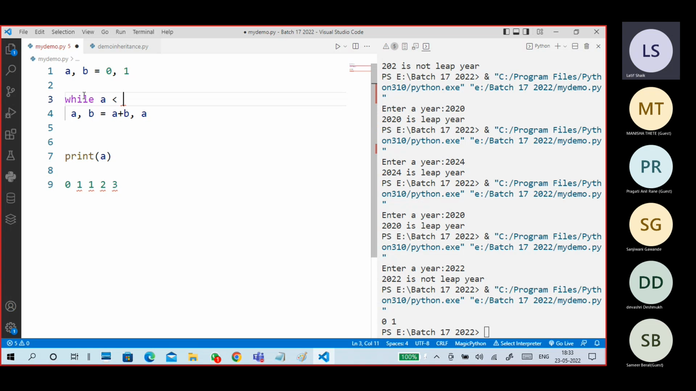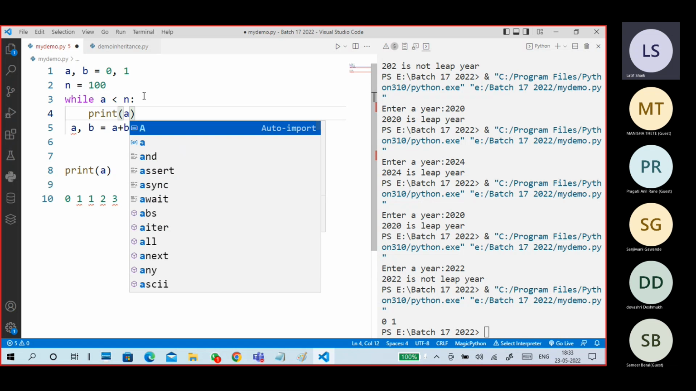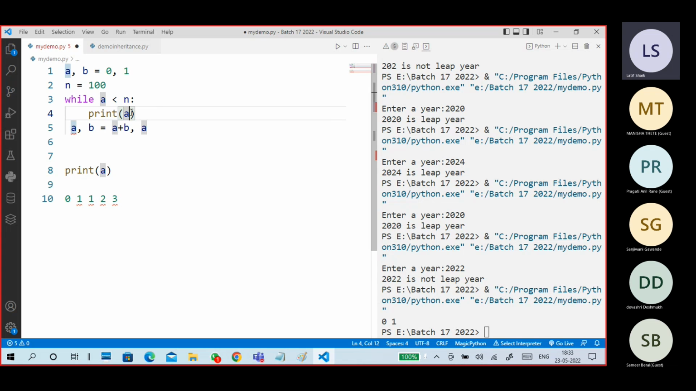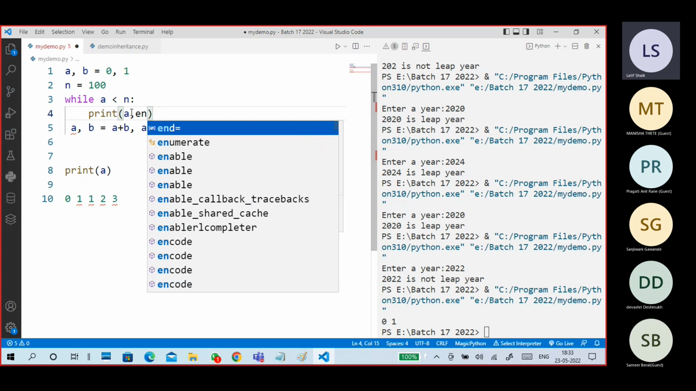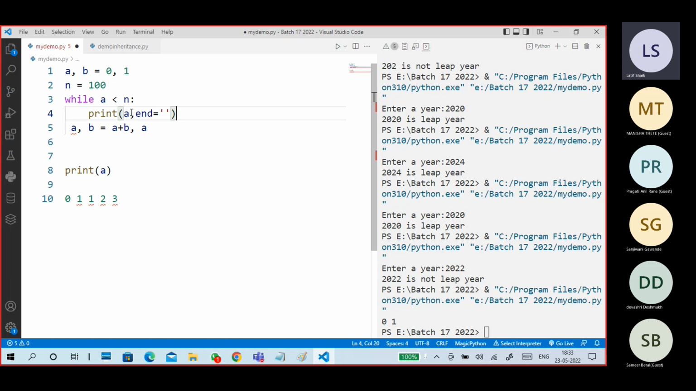A is less than n means how much you want a printout. Like an n value of 100. I've given n value as 100, so up to a is equal to 100, it will print a. So that is the meaning of this end equal to, side by side like this. You'll get output like this.